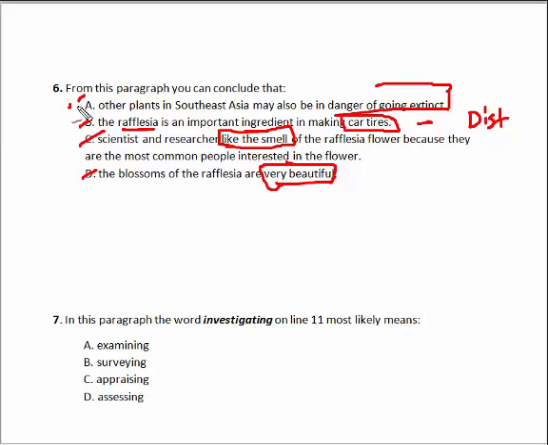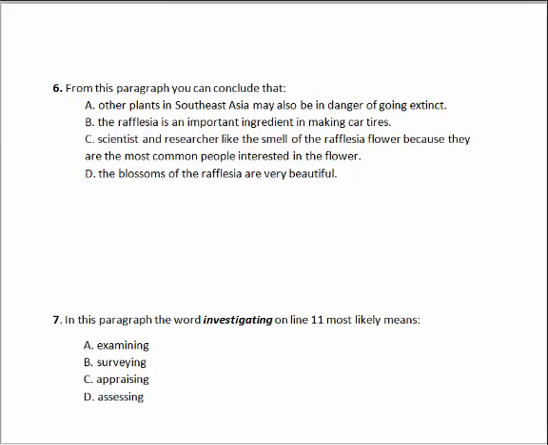The best answer choice, it's a tricky one. It's A, because if the Rafflesia is in danger of going extinct because of deforestation, then maybe trees and everything around the Rafflesia are also in danger. 6 is going to be answer choice A. Let's go ahead and take a look at problem number 7.